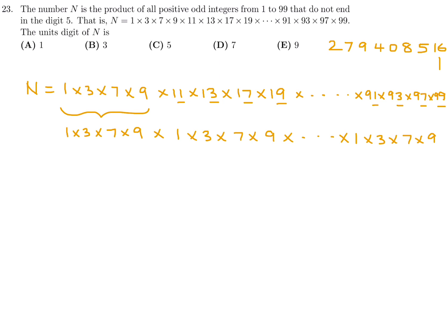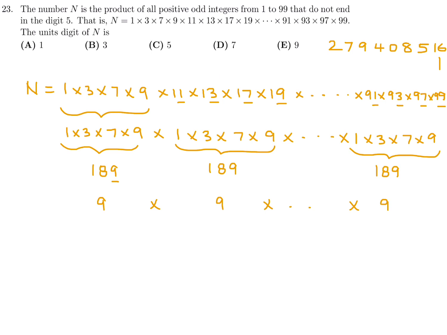Okay. Now let's do this. Let's look at these. They're all the same. So 1 times 3 times 7 times 9 is a number you can easily do. It's 189. So all of these are 189. Correct? And again, you only have to look at the units digit. What is the units digit of 189? It's 9. So I have to just look at 9.